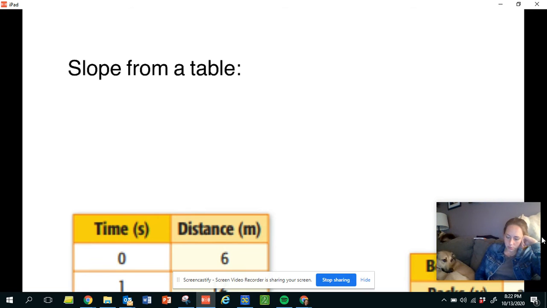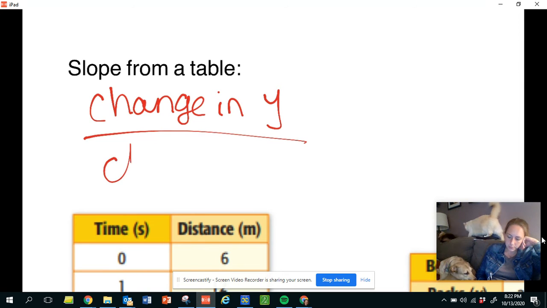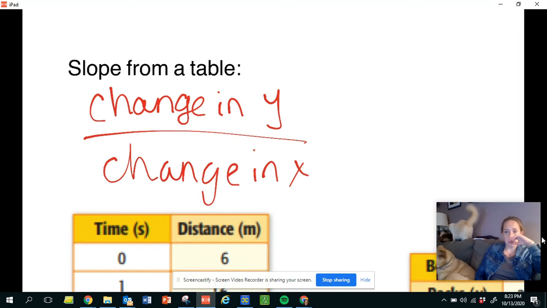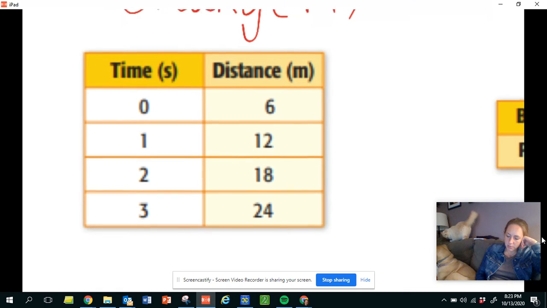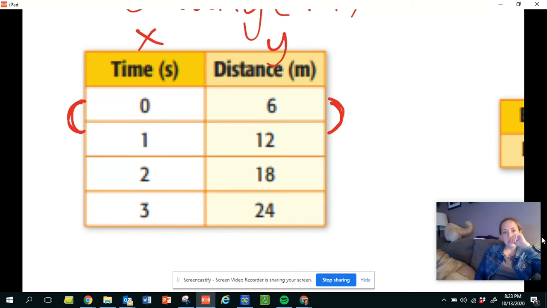When we're looking at a table, we're looking at the change in y, or the outputs, over the change in x, or the inputs. So if I'm given a table, I have to look at how much this is changing and how much this is changing. This is my x and this is my y, and I put them in a fraction together.